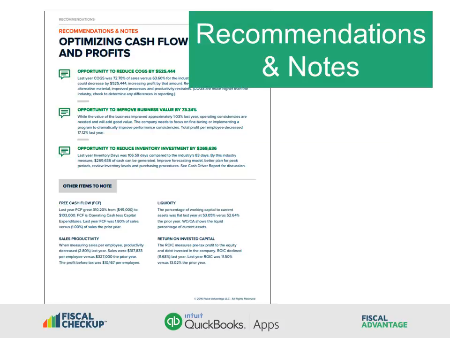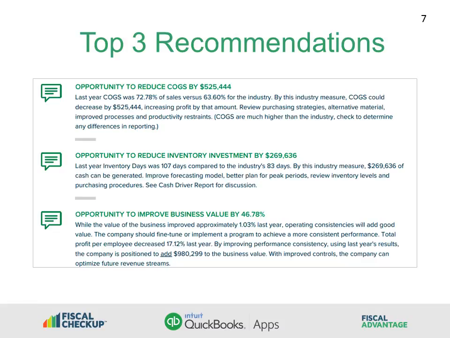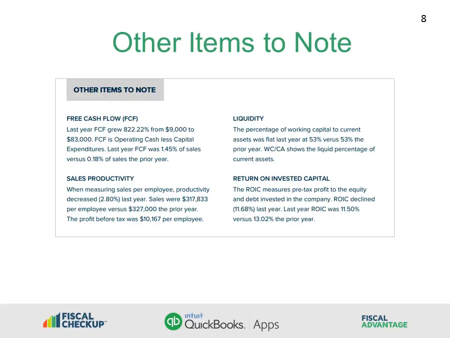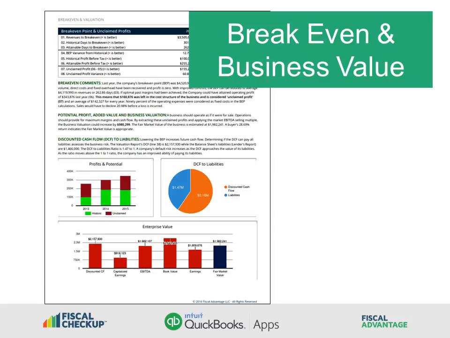The Executive Summary begins with the top recommendations for improvement, as well as some other notes to consider. The top half of the page always lists the most critical recommendations, the ones with the greatest impact on cash flow, profitability, and business value. The bottom half of the page lists other comments on productivity, liquidity, free cash flow, and the return on invested capital.